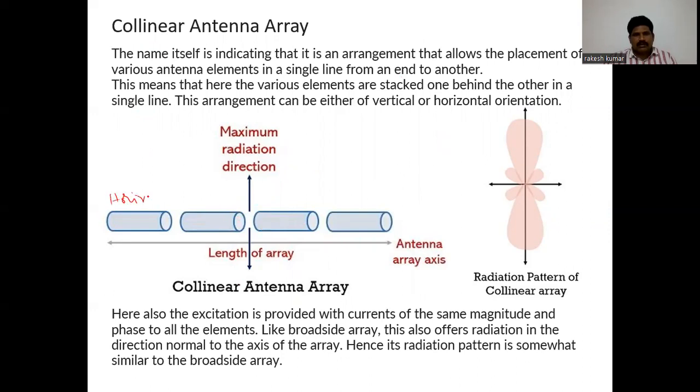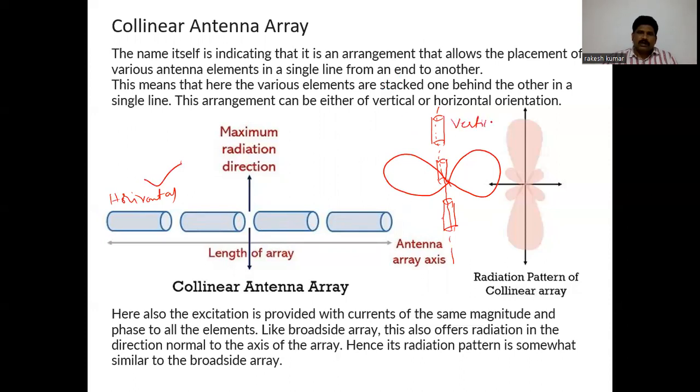Here we have kept these elements in horizontal. The same thing we can keep in vertical also. So this is the first antenna. Next, this is the second antenna. Next, this is the third antenna, like this. So this is our axis of array. Since this is our axis of array, here also the maximum radiation will be perpendicular to the axis of array, which is equal to the broadside. Okay, so here the orientation I have kept in horizontal.